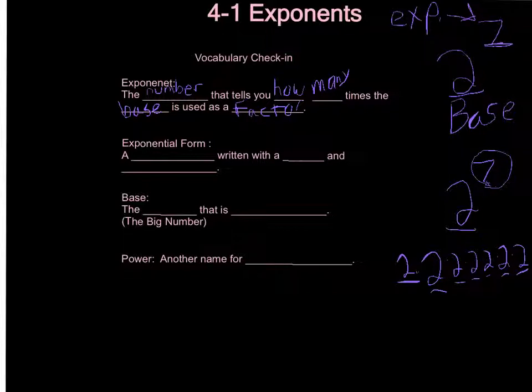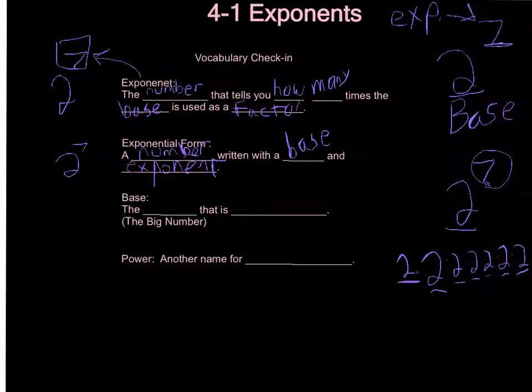Exponential form is a number written with a base and an exponent. So in our example, 2 to the 7th, that entire thing is written in exponential form. And I put an example here. Exponent is pointing to the 7 there. So what's the base? Well, the base is the number that is repeated.